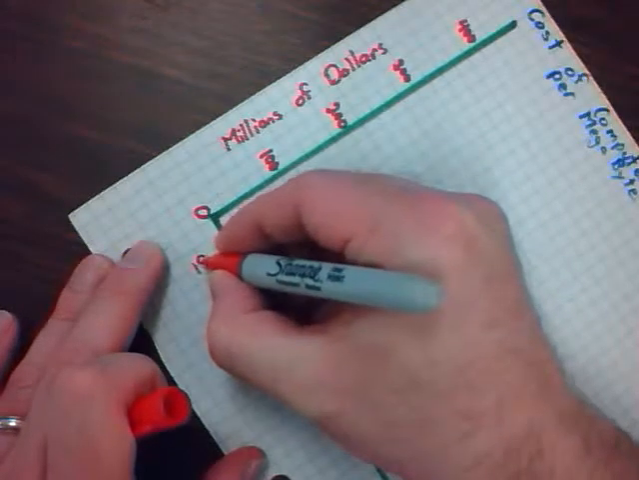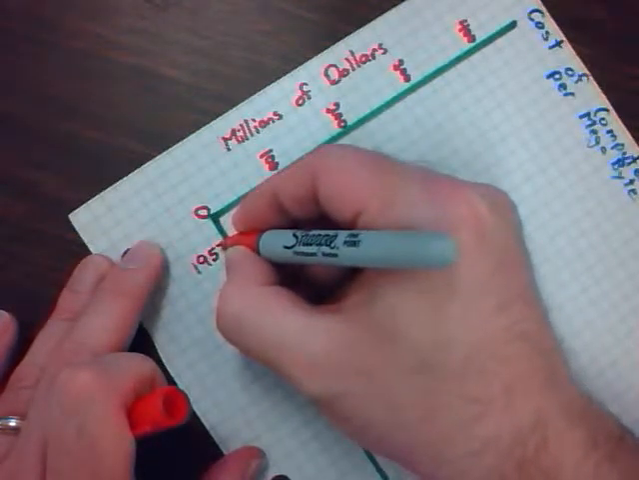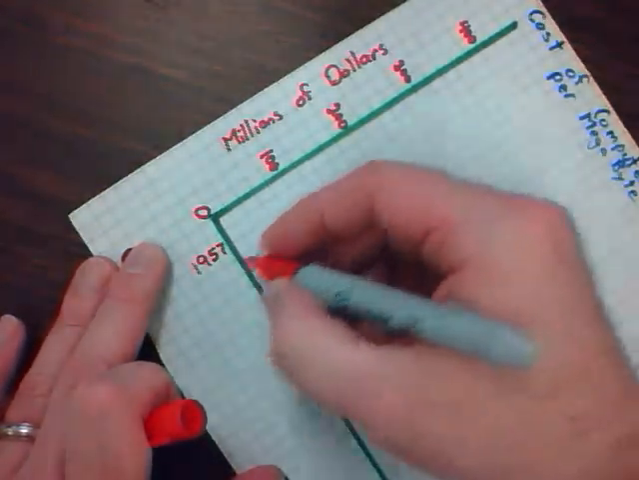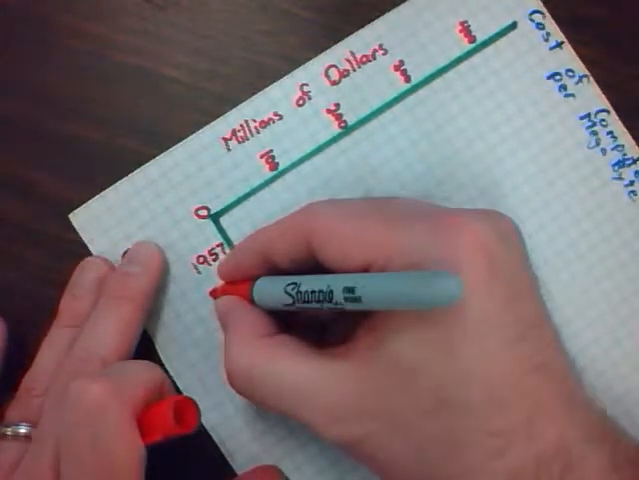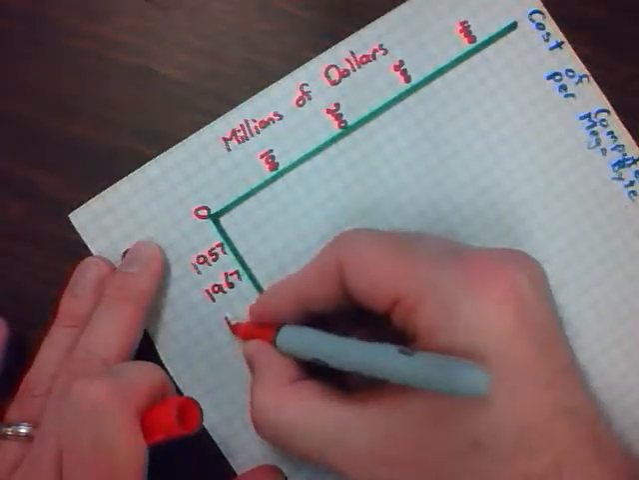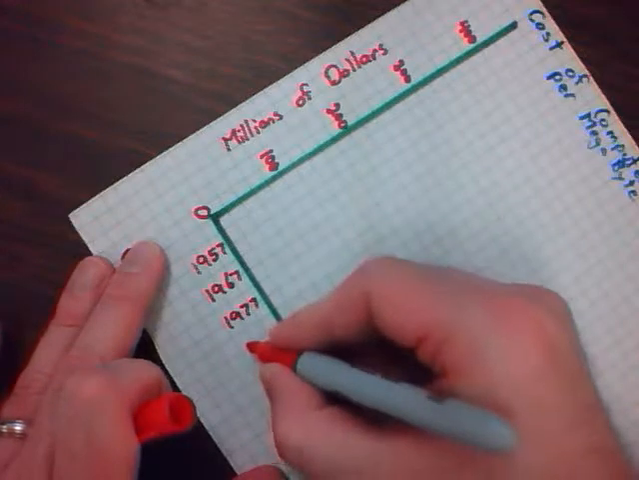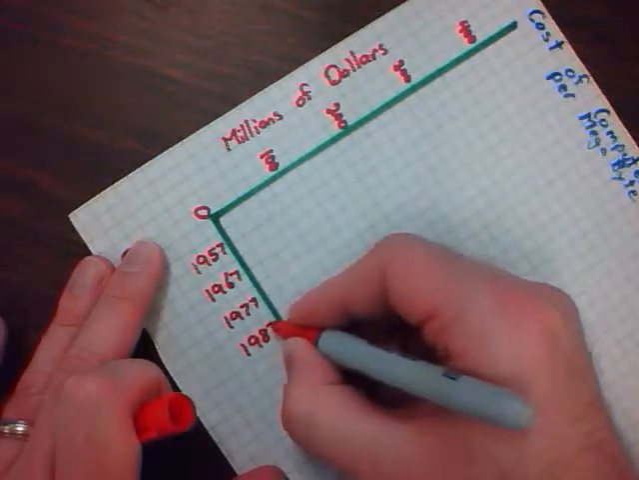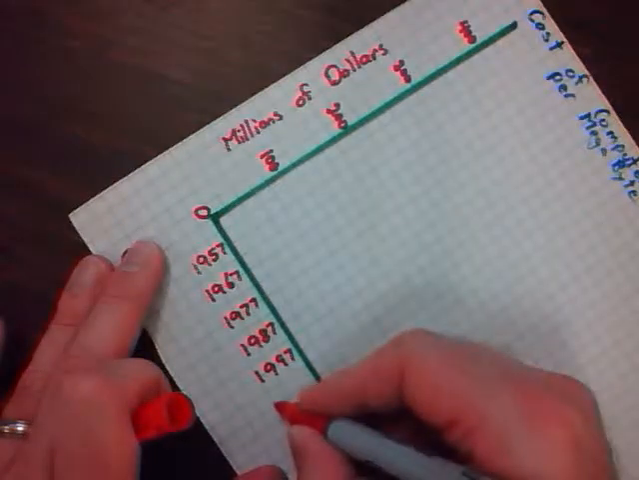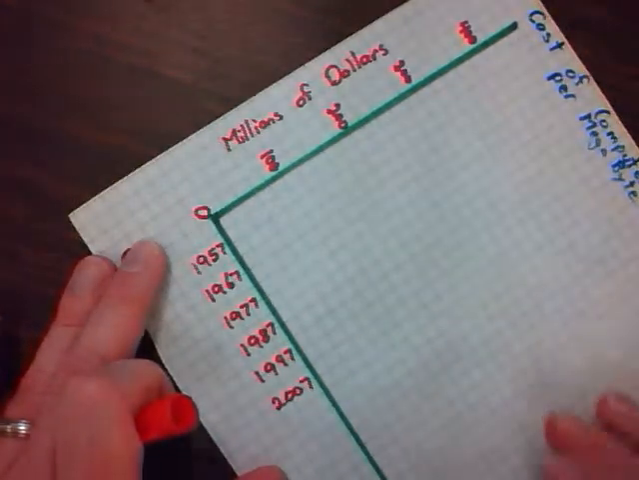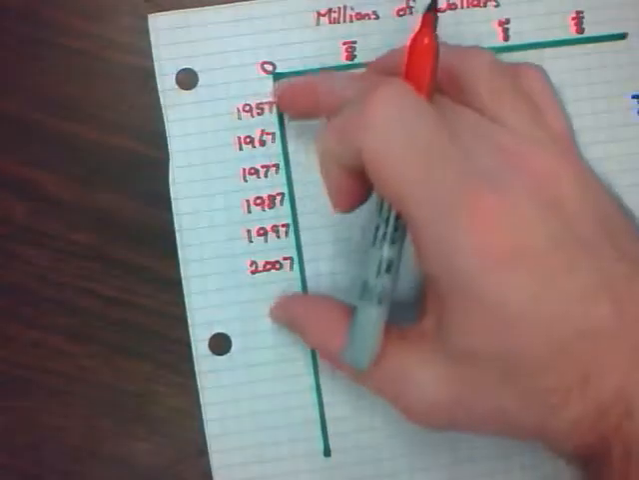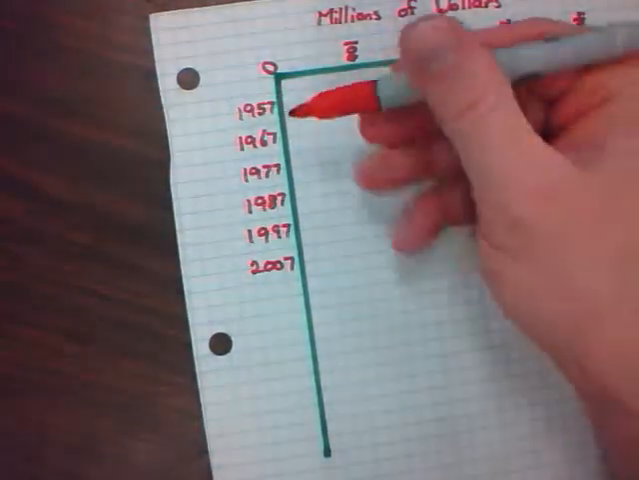So this line right here, and notice I'm drawing on top of the line. That makes your work easier. That's 1957. We're going to make this 1967, that's 1977, 1987, 1997, 2007.